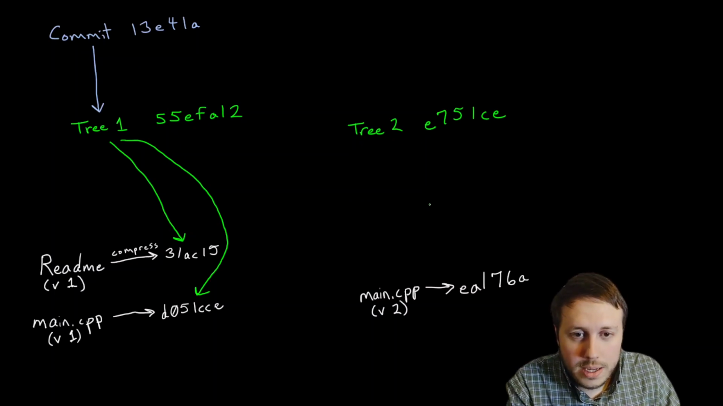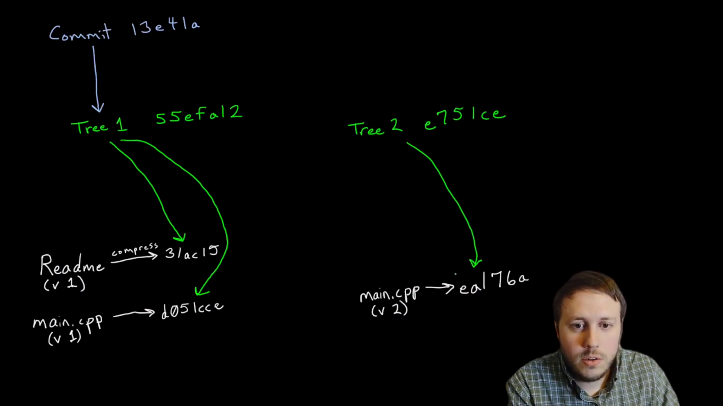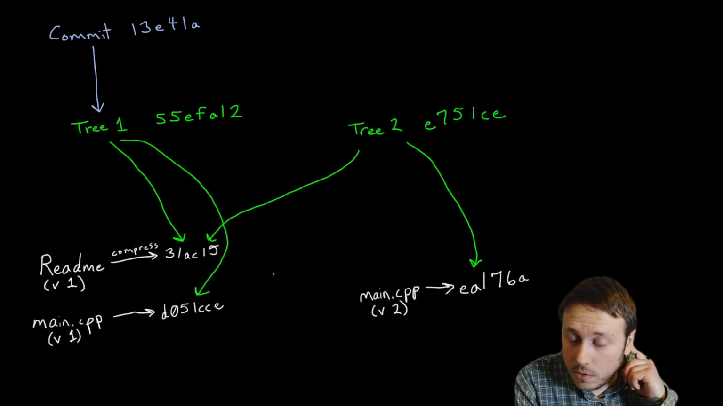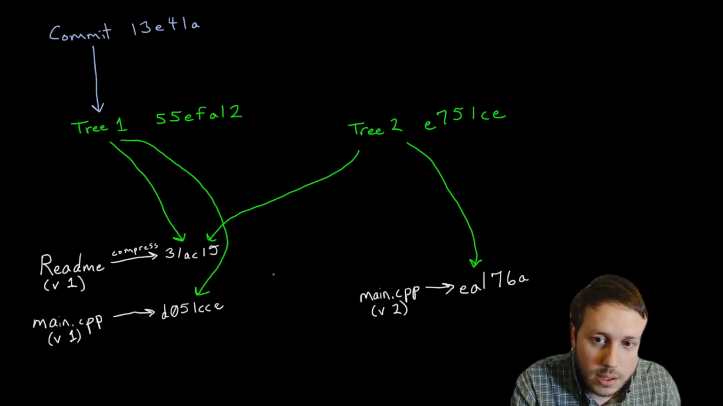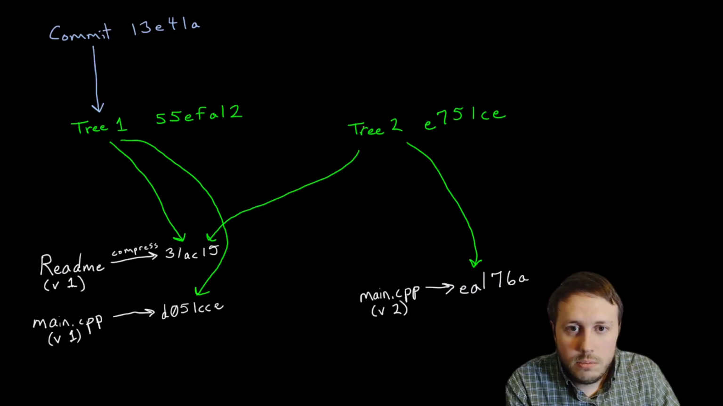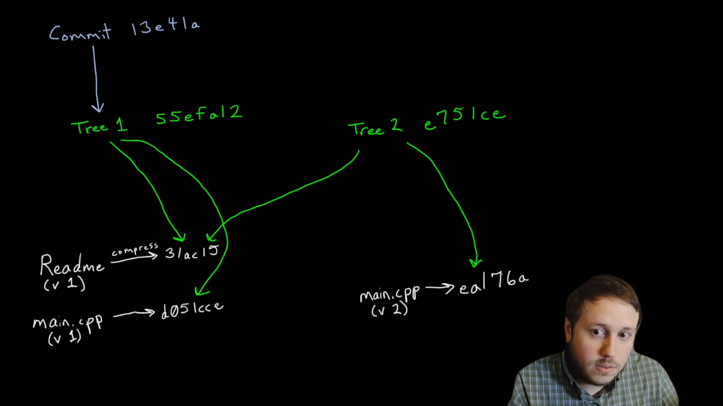And this tree for our new commit is going to reference, obviously, our new version of main.cpp, but it can reference our old version of our README file. So in other words, if a file hasn't changed from one commit to another, you can just create a new tree that references the old version of the file, because it's the same thing.